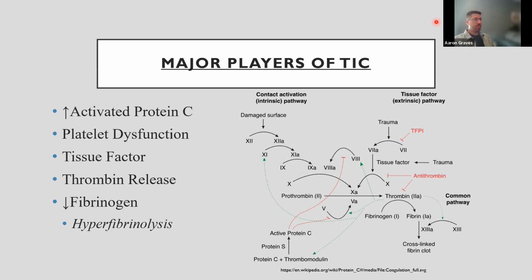Major players of TIC are, and this is by no means a comprehensive list, but some of the well-known and major players to date are the increase in active protein C, which is associated with worse outcomes in trauma patients. Platelet dysfunction, which is to say, even in trauma patients who are severely injured and have an appropriate platelet count, there can be an inability of the platelets to correctly activate, meaning the issue is not the platelets themselves, but some downstream or upstream effect.